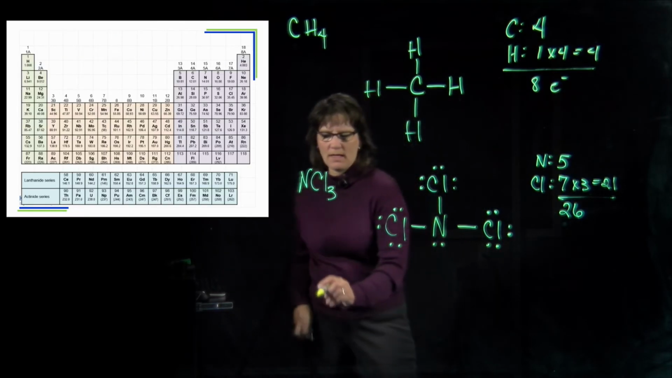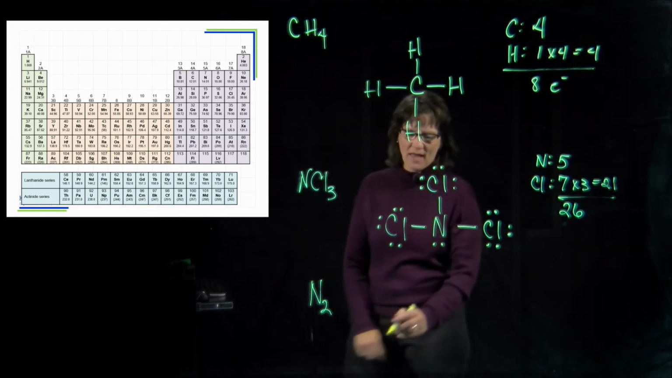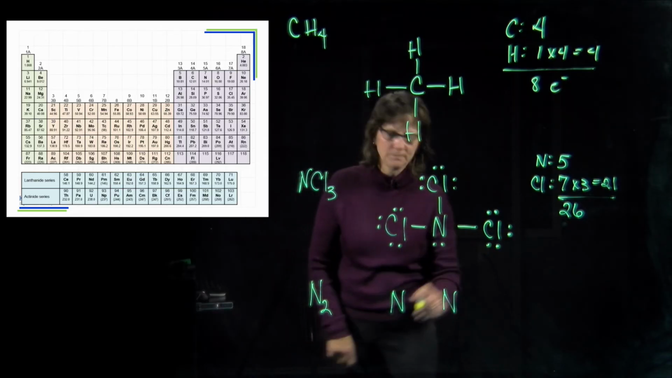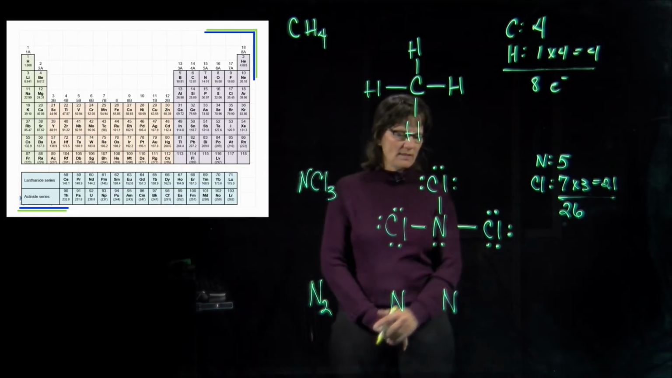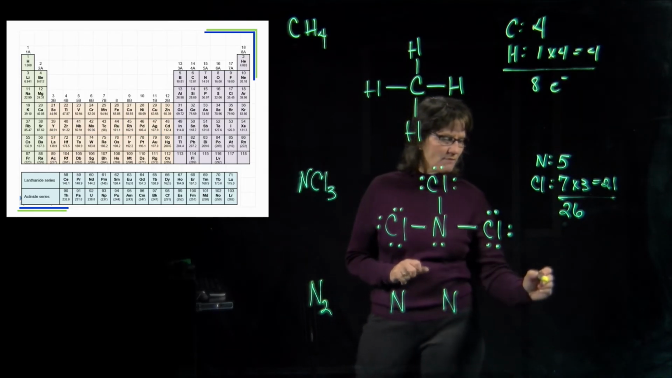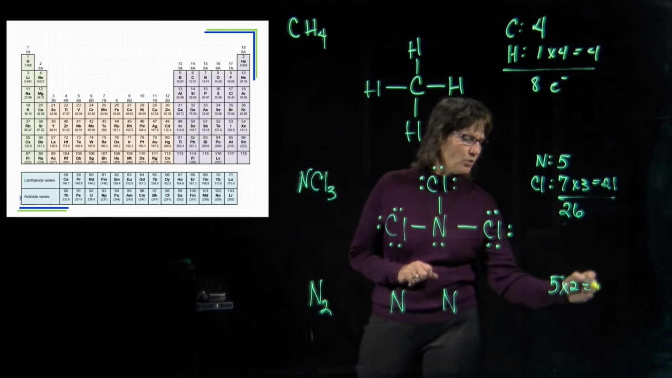All right, what was the next one we wanted to do? N2. All right, N2. Just two atoms, so they had to be connected to each other. So I've got a nitrogen connected to a nitrogen. Counting up valence electrons, if I look at the periodic table, each nitrogen has 5. So 5 times 2, I have 10 to work with.